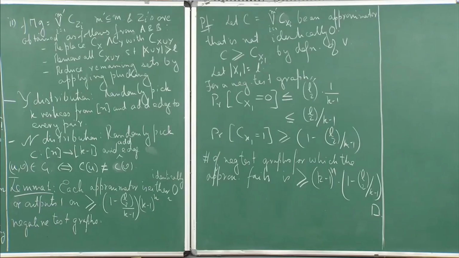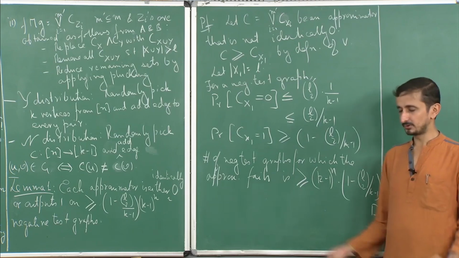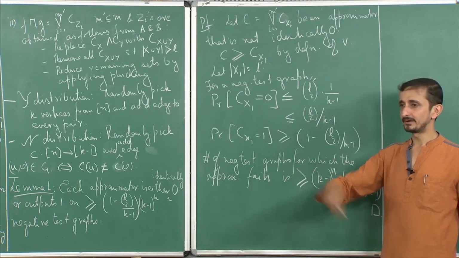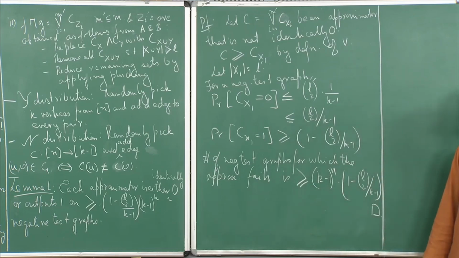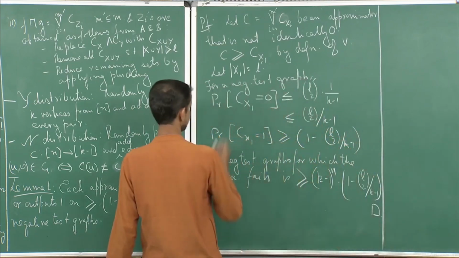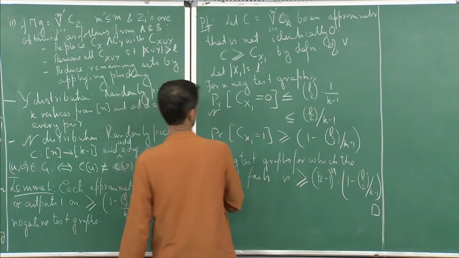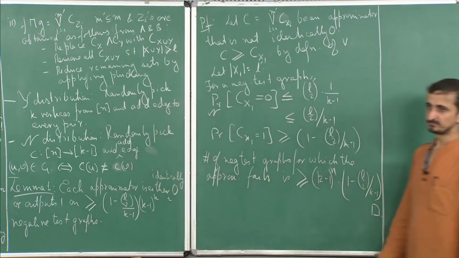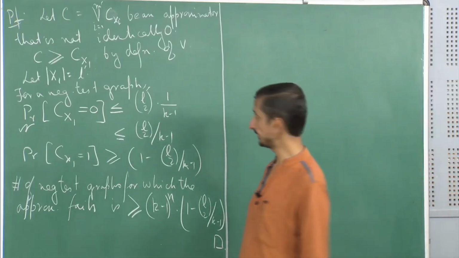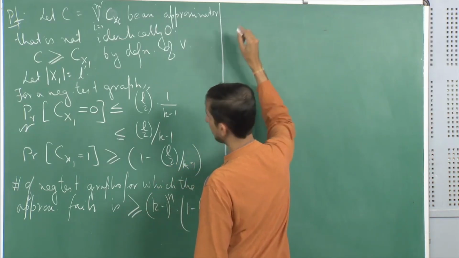Any approximator that is not identically 0, if the input is a negative test graph, then on at least so many negative test graphs that approximator is failing. Okay. So this probability is over the choice of the graph. So you are choosing a graph from this distribution, and the probability that it is failing.